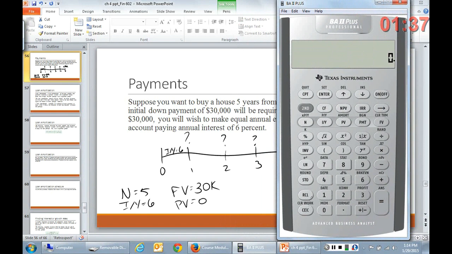So let's clear all of this and clear our time value of money. N is 5. The interest rate is 6. The present value is 0. And the future value is $30,000. And we want to compute our payment. So we're wanting to deposit into an account $5,321.89 every year for 5 years, earning 6%, to have $30,000.